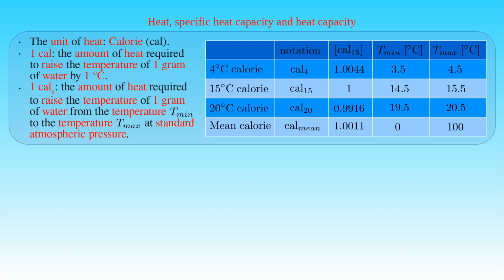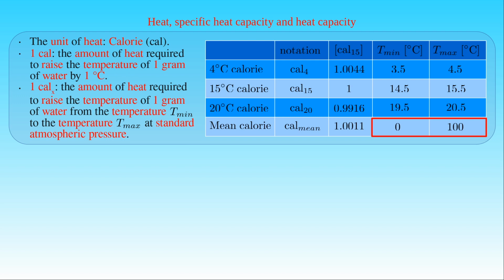We see that Tmin is 3.5 degrees Celsius and Tmax is 4.5 degrees Celsius in the definition of 4 degrees calorie, that is, 4 degrees Celsius is an average temperature of water warmed from the temperature Tmin to the temperature Tmax. Similarly, for 15 degrees calorie the temperatures Tmin and Tmax are 14.5 degrees Celsius and 15.5 degrees Celsius, and for 20 degrees calorie these temperatures are 19.5 degrees Celsius and 20.5 degrees Celsius. There also exists a definition for mean calorie, which uses a broad temperature range, where the minimum temperature is 0 degrees Celsius and the maximum one is 100 degrees Celsius.